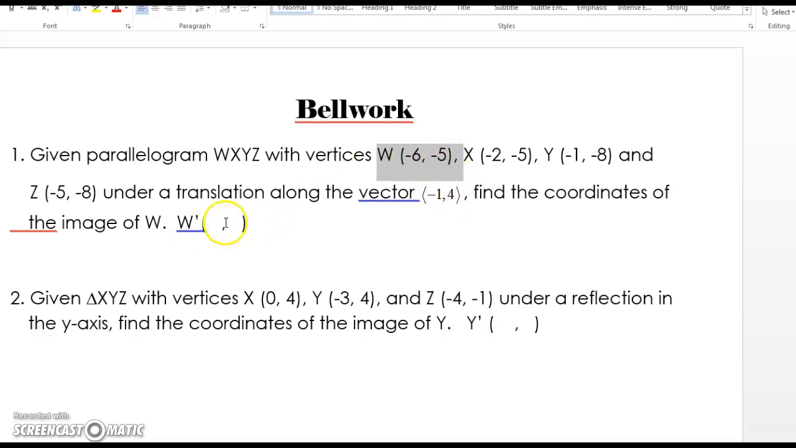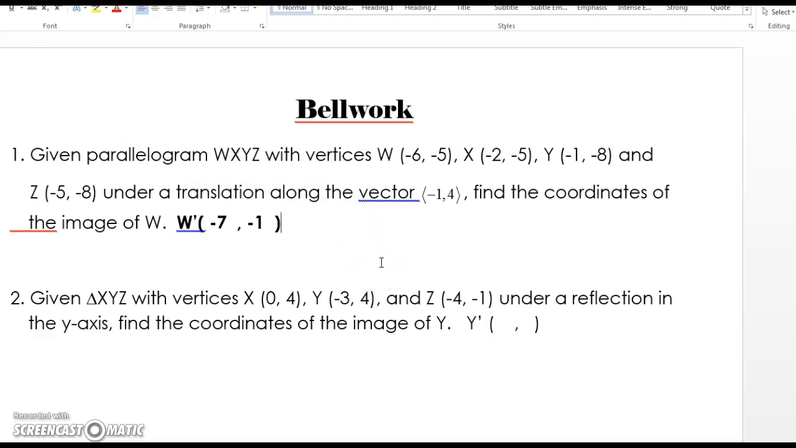So to get the image for W or W prime, you'll take -6 plus -1, which gives you a -7 for your x value in W prime. Then you'll take 4 and you'll add it to the y value of point W, which is -5. So -5 plus 4 gives you a -1 for the y value of W prime. So your answer for W prime is the point (-7, -1).